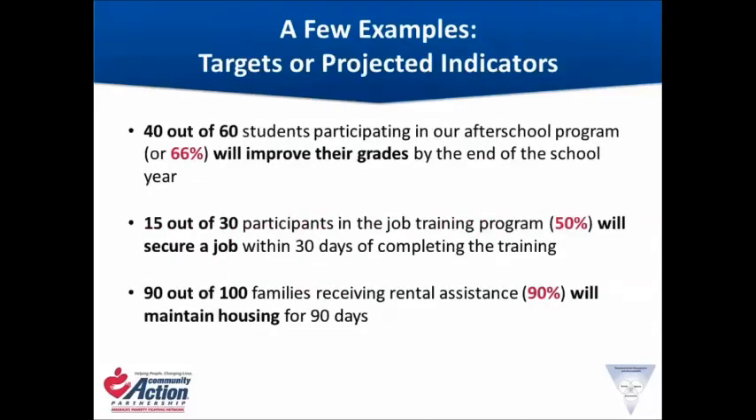Here are a couple examples of what indicator statements look like. You might say 40 out of 60 of the students who are participating in the after-school program, or 66%, are going to improve grades. 15 out of 30 who participate, or 50%, will secure a job. And 90 out of 100 who get rental assistance will maintain their housing. Another element there is a time frame: by the end of the school year, within 30 days, or for 90 days. So these are pieces of an indicator statement that are important to know: the percent of expected success of the customer and the time frame.